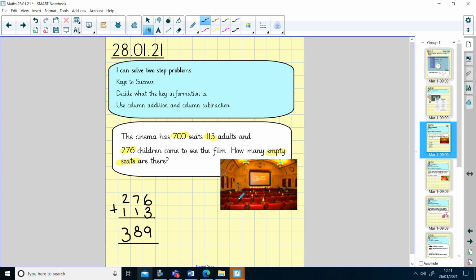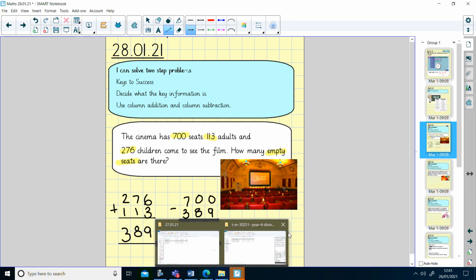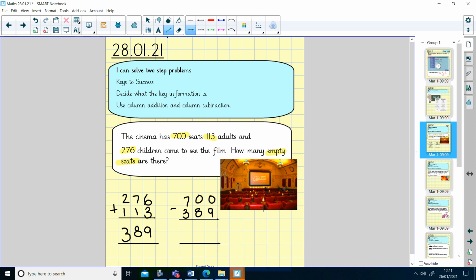How many empty seats are there? Well, I know that there were 700 seats altogether. So I've got to start with my 700 and I'm going to subtract my 389 because that's how many seats were taken. So if you imagine the cinema with the 700 empty seats, 380 people come and sit down in them, and we're thinking about how many seats are empty.